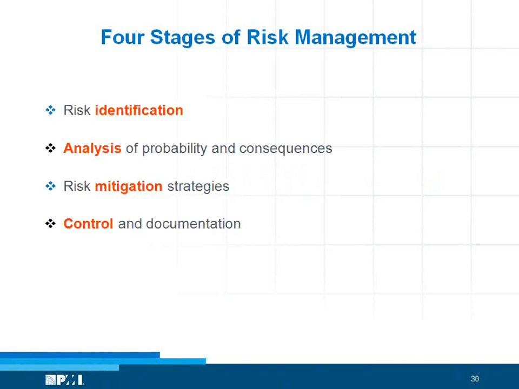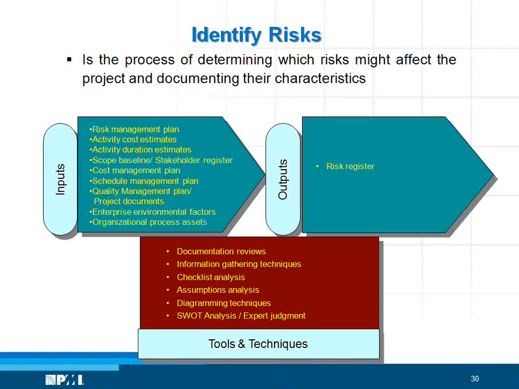The stages of risk management, typically 4 stages: risk identification, analysis of probability and consequences, risk mitigation, control, and documentation. If you look at it as a system, the risk management technique starts off with the input, output, and the tools and techniques. As you can see, the inputs are typically the risk management plan, which you must have, activity cost estimates, activity duration estimates, the scope baseline, stakeholder register, cost management plan, schedule management plan, quality management plan, enterprise environmental factors, and organizational process assets. Now all of that constitute the input.